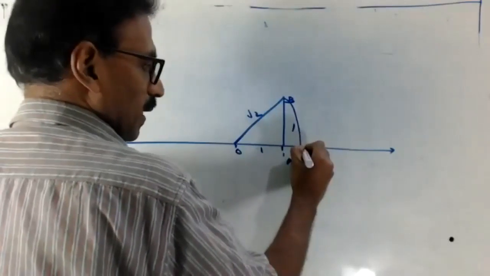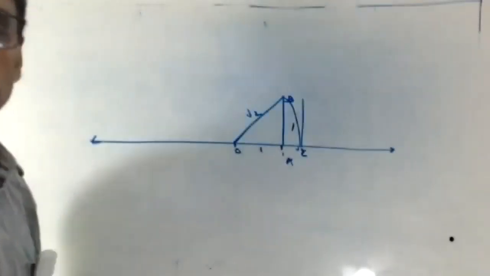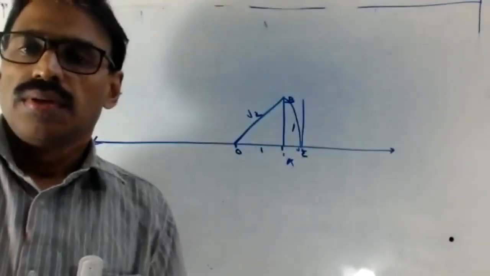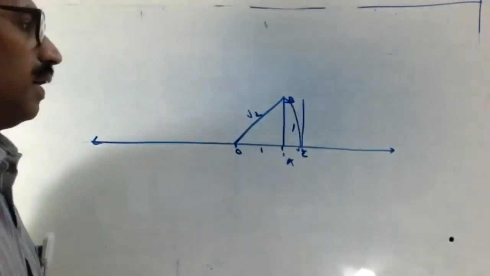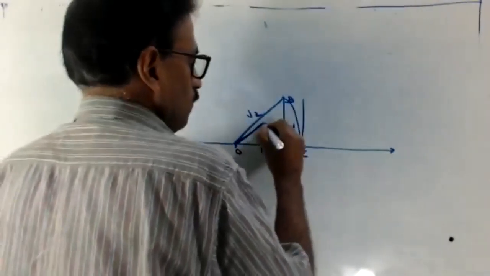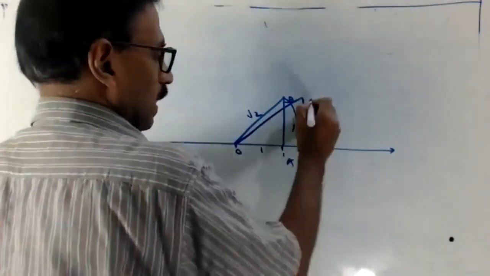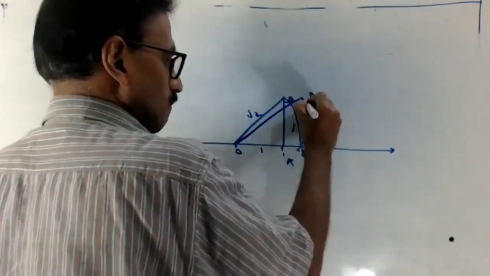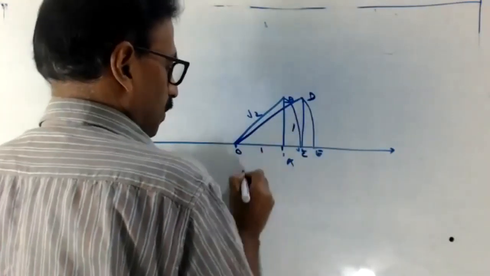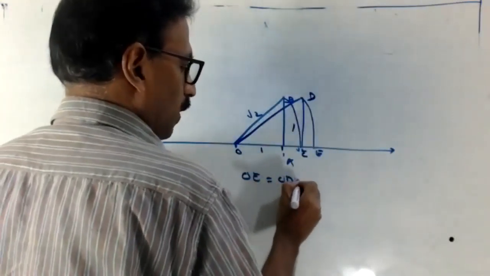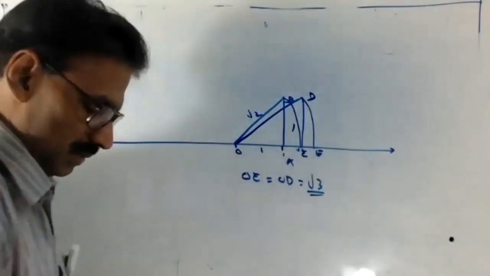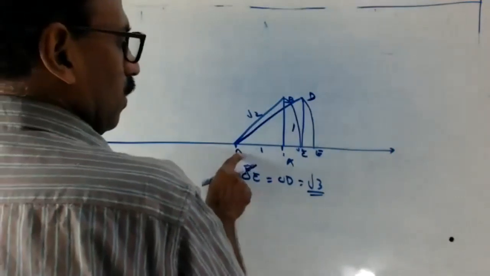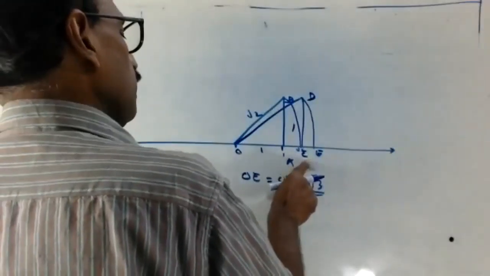Then draw a perpendicular again with protractor or compass. That is up to you. It depends on your school. Then join this one. That is OABD. Then here again E. So that means OE equal to OD equal to root 3. Then show the proof in triangle OED.